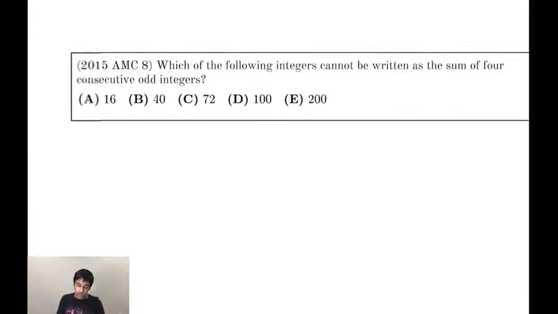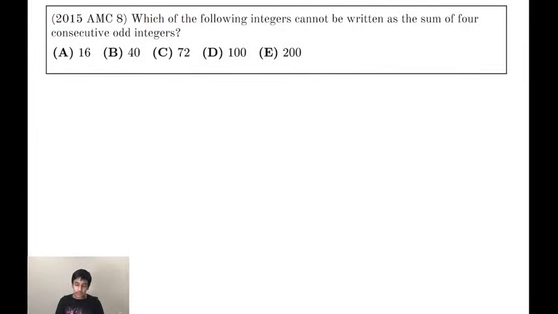Okay, so now let's try a problem. Which of the following integers cannot be written as the sum of 4 consecutive odd integers? So an odd integer can be represented in the form 2n plus 1, right? Because if it's 2n plus 1, it's going to be 1 more than a multiple of 2, or odd. Or maybe even 2n plus 3, 2n plus 5, or 2n plus 7.